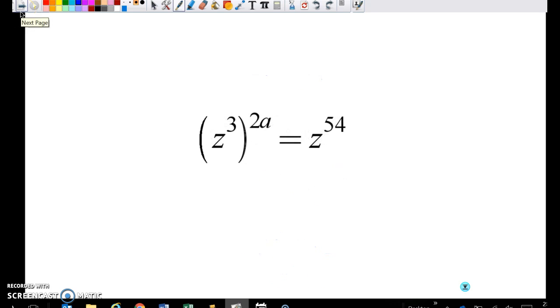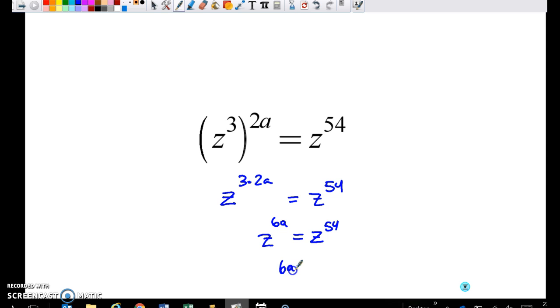Some of you might be able to figure that out without doing any algebra. But sometimes you'll get harder ones like this. z to the third, raised to the 2 times a, equals z to the 54. Now if I take a power to a power, what will I do with those exponents? Multiply them. So this is z to the 3 times 2 is 6a equals z to the 54th. And now you should be able to find out what that is, because 6a, the exponent, has to be equal to 54, the exponent on the other side. Because the bases are the same, and they're on opposite sides of an equal sign, the exponents have to be the same. If I divide by 6 on both sides, a should be 9.